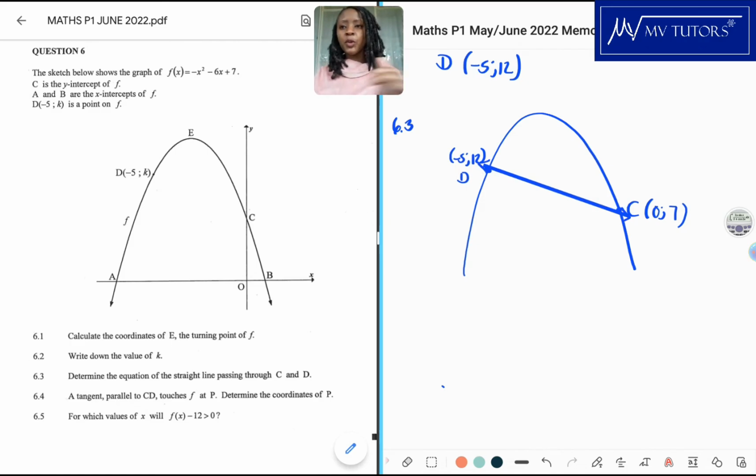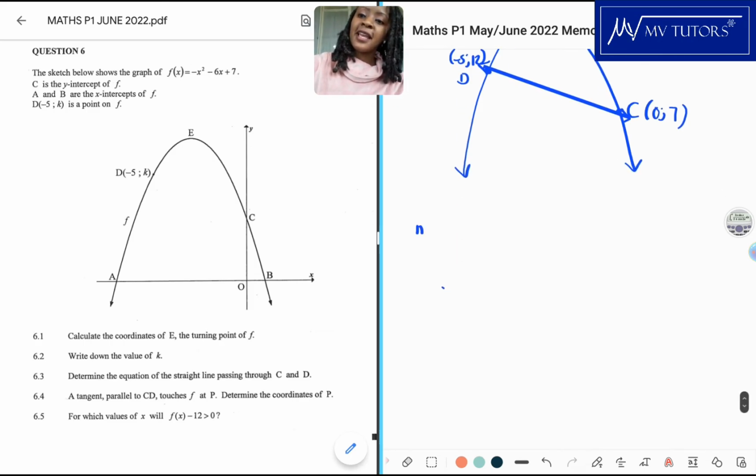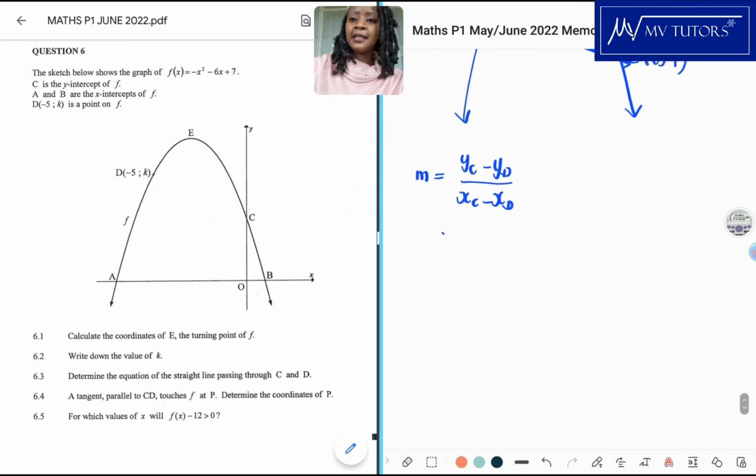So what do we need to get an equation of a straight line? Basically, we need, first and foremost, the gradient, and we need any point. We already have 2 points, so it doesn't really matter which one you use. I would go for the y-intercept because at least one of them is 0. But if I need the gradient, I have to use both points. So the gradient is y of C minus y of D over x of C minus x of D.